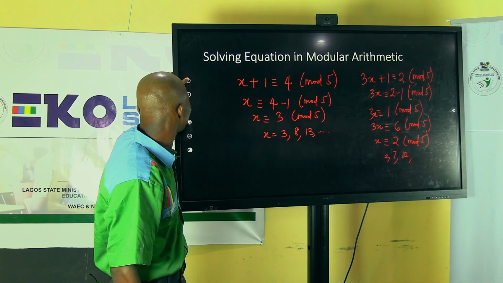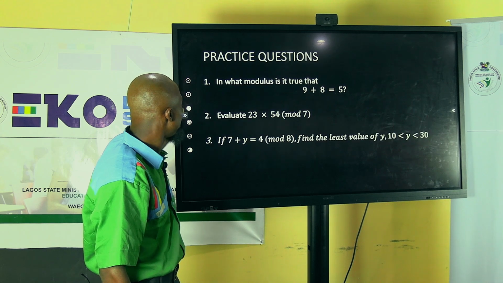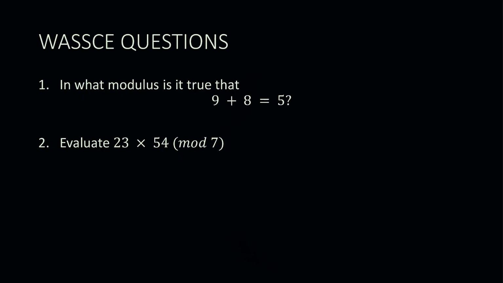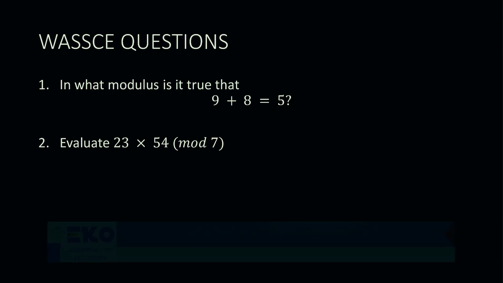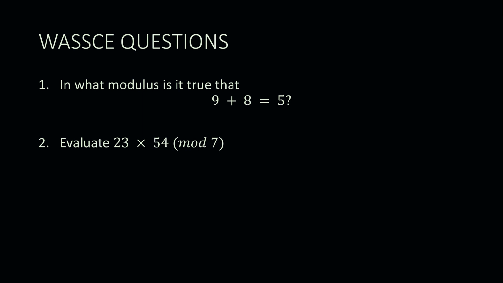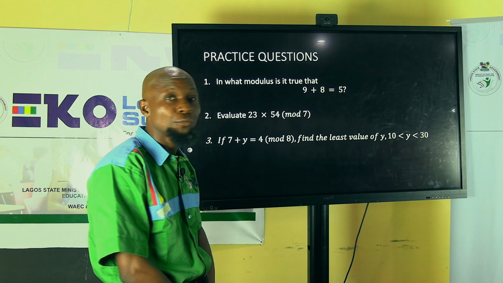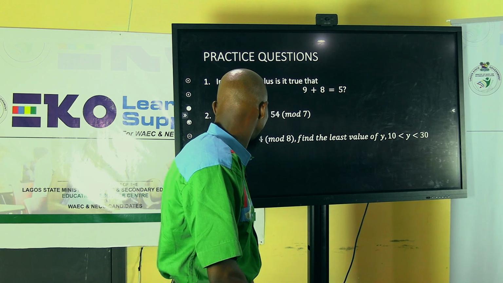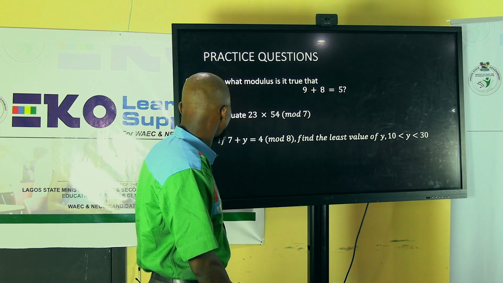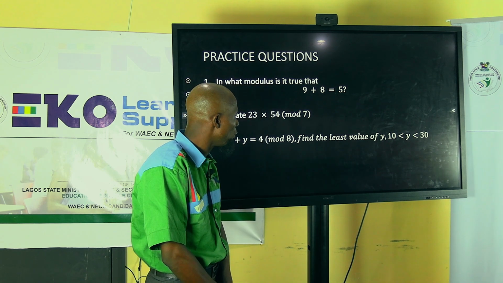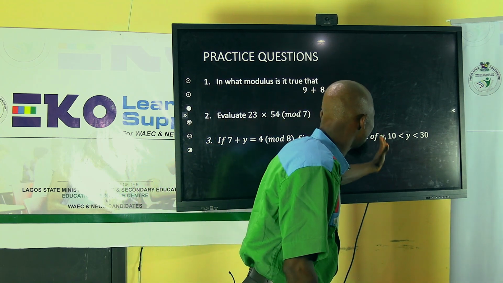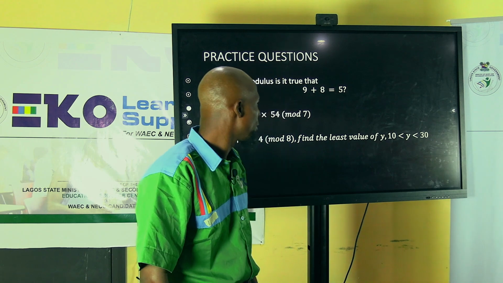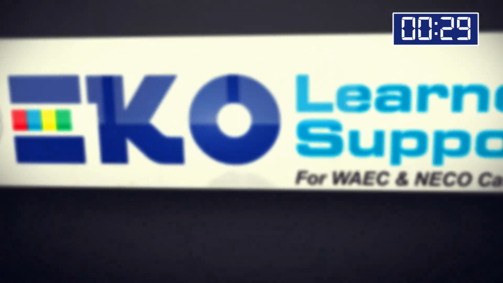So now let's go to our practice questions. I have these questions. In what modulus is it true that 9 plus 8 equals 5? In what modulus will that be? Then evaluate 23 multiplied by 54 modulo 7. Then the third question is, if 7 plus y equals 4 modulo 8, find the least value of y between 10 and 30. So you have just 30 seconds.